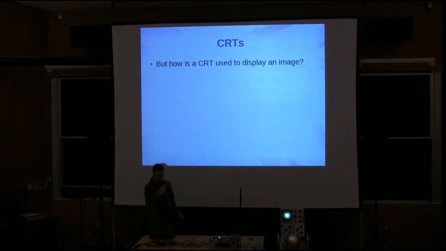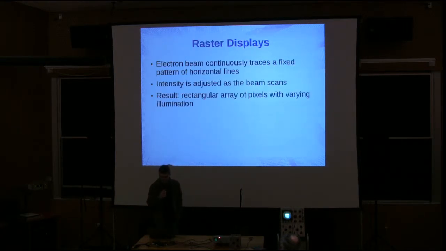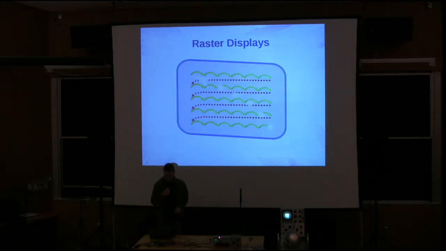But again, how do you use a CRT to display an image? Most of the time, what you'll see is a raster display, where you have an electron beam that's continually following the same pattern, going line by line across the screen. You can turn the beam off and adjust the brightness as you go along the line, and that's how you get your pixels. This gives you this rectangular array that we all know and love and are very familiar with. Here's a picture of this monotonous, continual process that the electron beam does on a raster display.